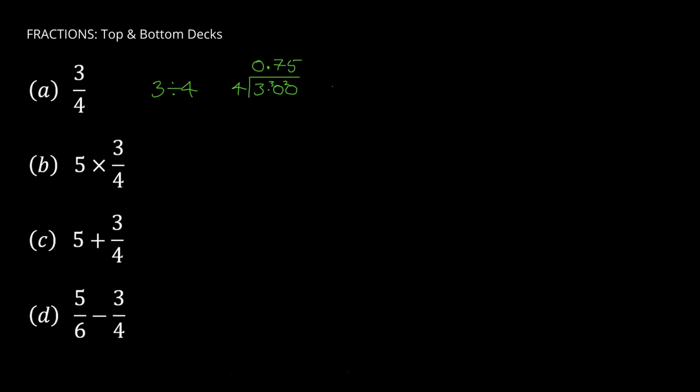And there's the confirmation of 0.75. So 3 over 4 is equal to 0.75. And that's the technique for producing any decimal from a fraction. Just do the sum that up to now no one's bothered to do.